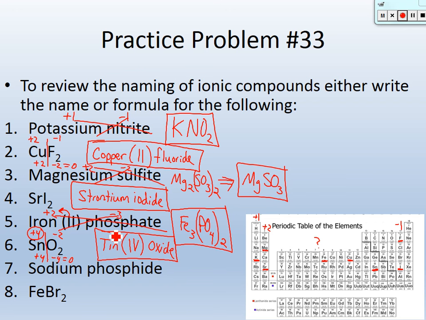Okay, a couple left. Sodium phosphide. Sodium, let's first find it on the periodic table. It sits right here. Okay, there's sodium. What's its charge? Plus 1. So I'm going to write that above it. It's plus 1. Phosphide. What element is that? That's phosphorus. Yeah, if we change phosphorus to IDE, isn't that phosphide? So phosphorus sits right here. What charge do these guys have? You should have a -3 written there because they form a -3 charge.